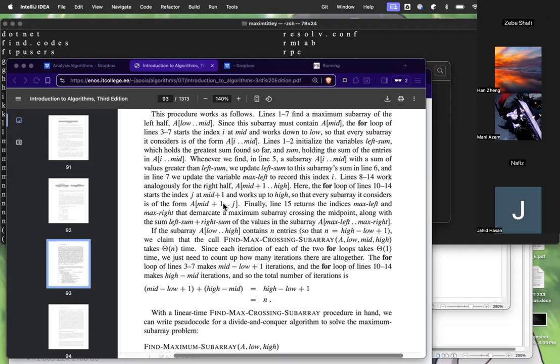All right. So now we update the left sum to this subarray's sum. Here they're talking about the two subarrays. They put it in line 4 to 6, and then in line 7, they will update the value of the variable max-left to record this index i.